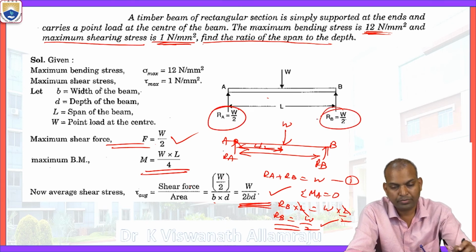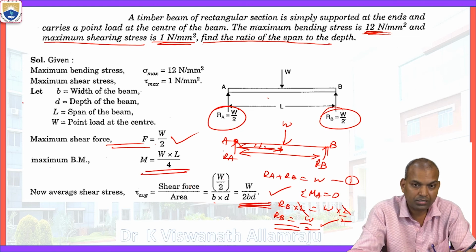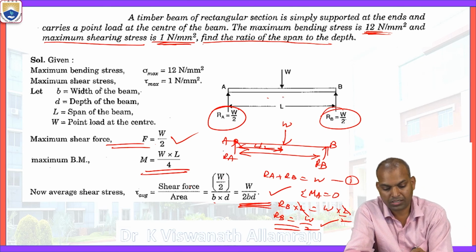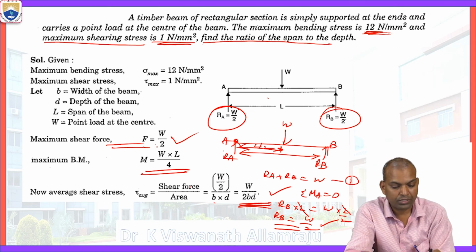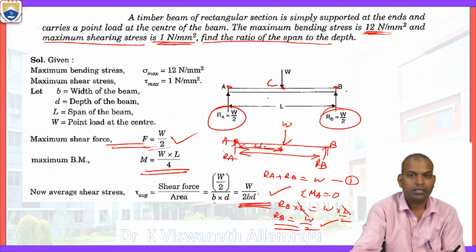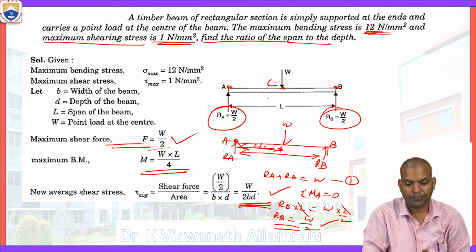RA equal to W by 2 and RB equal to W by 2. Then apply the concepts of sign conventions of the shear force diagram. And if you observe it, the maximum shear force, that is W by 2, will come at point A, point C and point B. From those three values, you have to take the maximum shear force value.